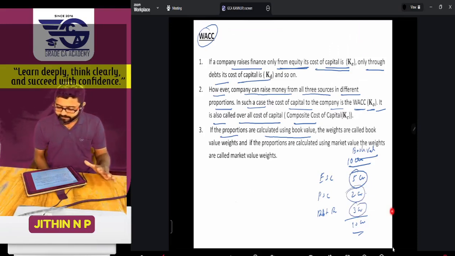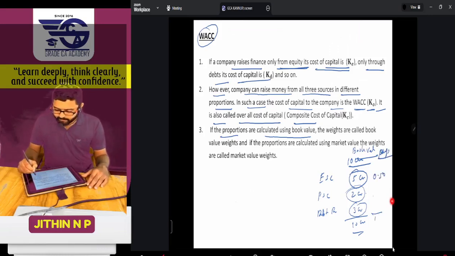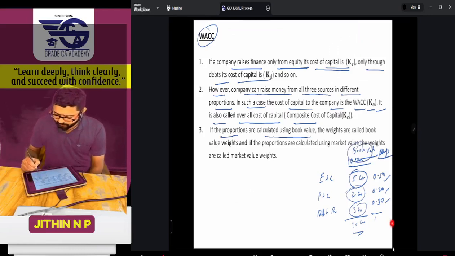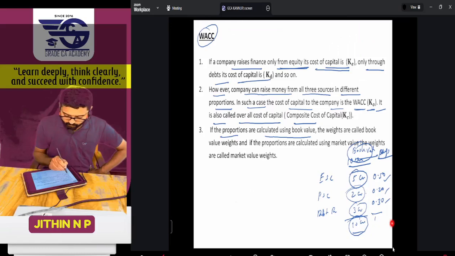Then this proportion, or weight: out of this 10 crore, 50% is equity share capital, 20% is preference share capital, 30% is debt fund. This is called the proportion of total investment. Yes, this proportion can be computed based on book value weights, or based on market value weights.